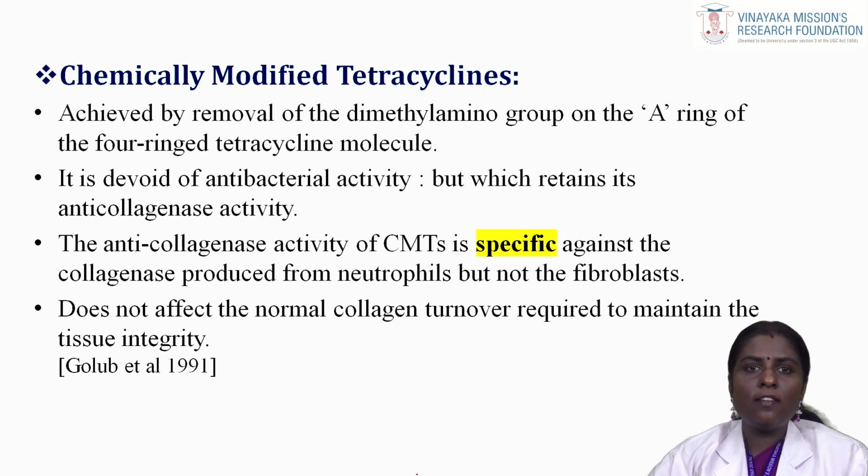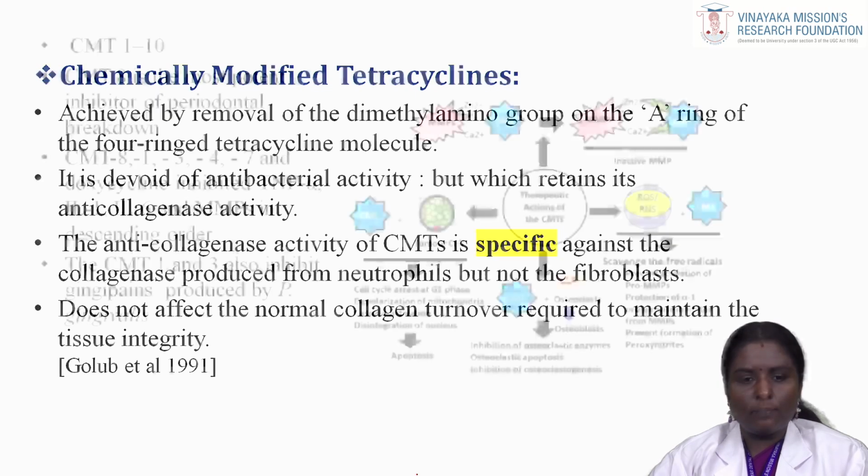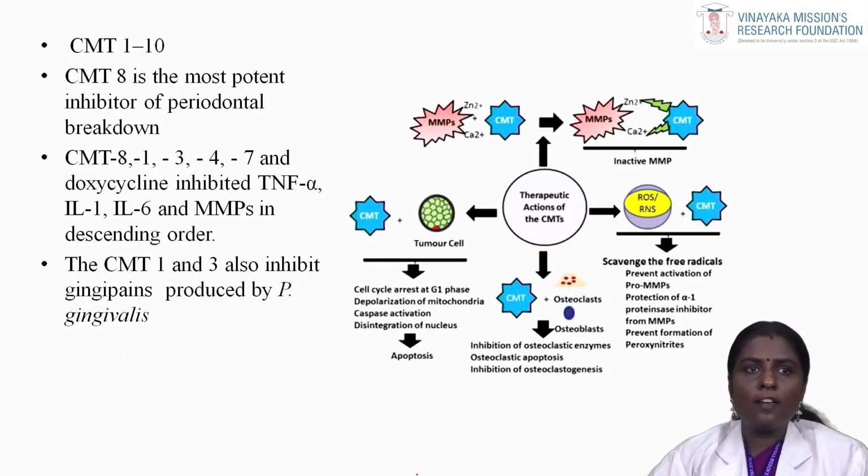The anticollagenase activity of chemically modified tetracycline is specific against the collagenase produced from neutrophils but not from the fibroblast. It does not affect the normal collagen turnover required to maintain the tissue integrity. So, the normal collagen turnover is not being affected. So, we have got chemically modified tetracyclines from 1 to 10. Among that, CMT8 is the most potent inhibitor of periodontal breakdown.